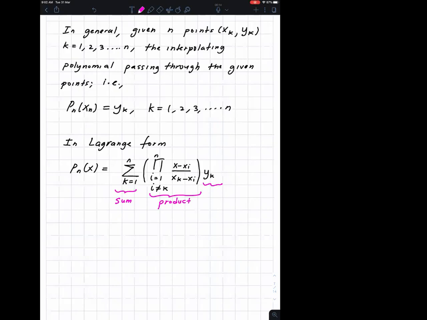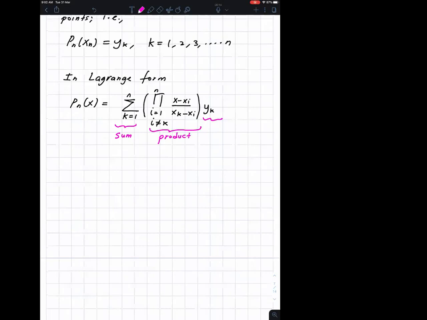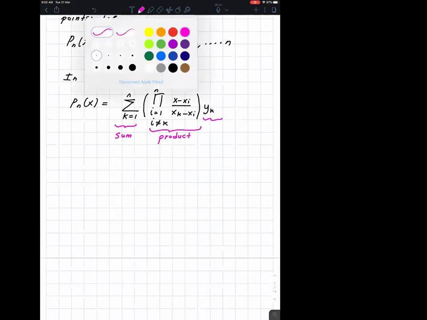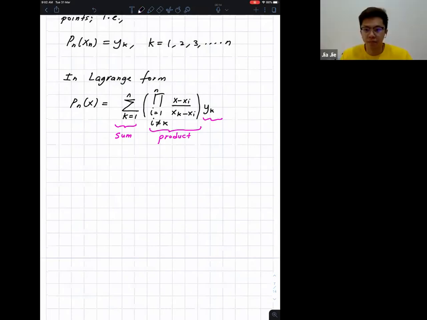Now we will look at an example and see how this formula is applied. This is the only example I'm going to do, a very simple example. After this example, we'll be done. So please try to pay attention. Okay, are you all still there? Yes, sir.